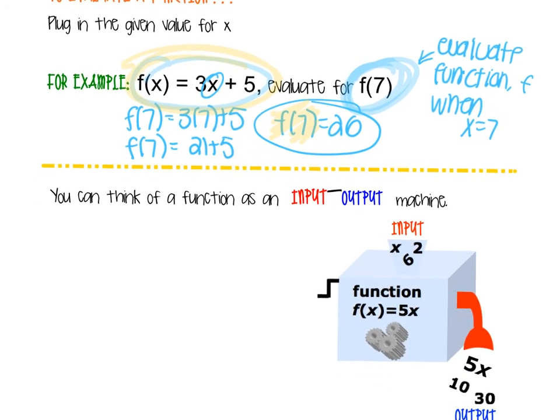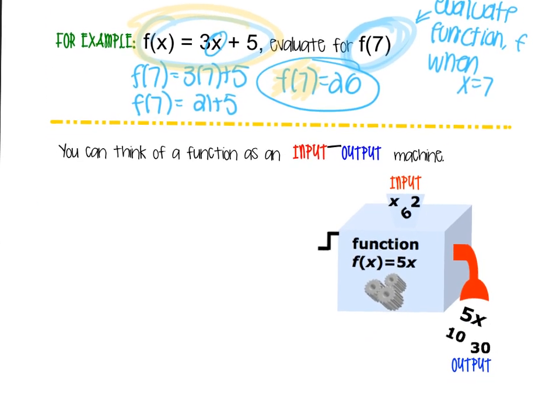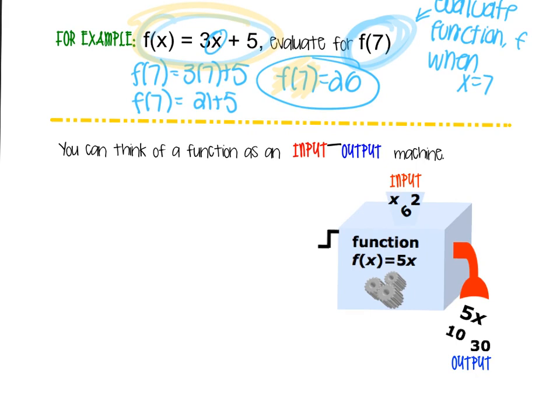The way I like to describe this is you can think of a function as an input-output machine. I'm going to input something into my function, perform whatever rule I have on it, and then output it. For example, my function here is f of x equals 5x.